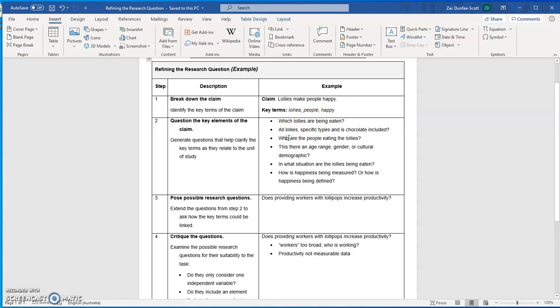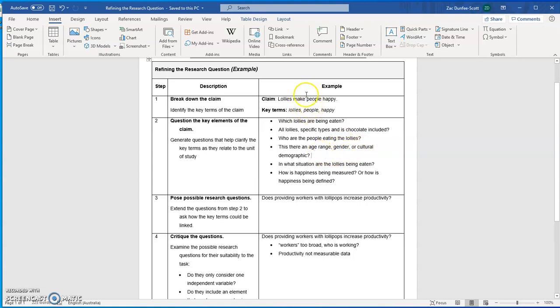Who are the people eating these lollies? Because one of the key terms here is people. Lollies make people happy. Which people? Is there a specific age range for these people that we are talking about? Is there a specific gender? Is there a specific cultural demographic?